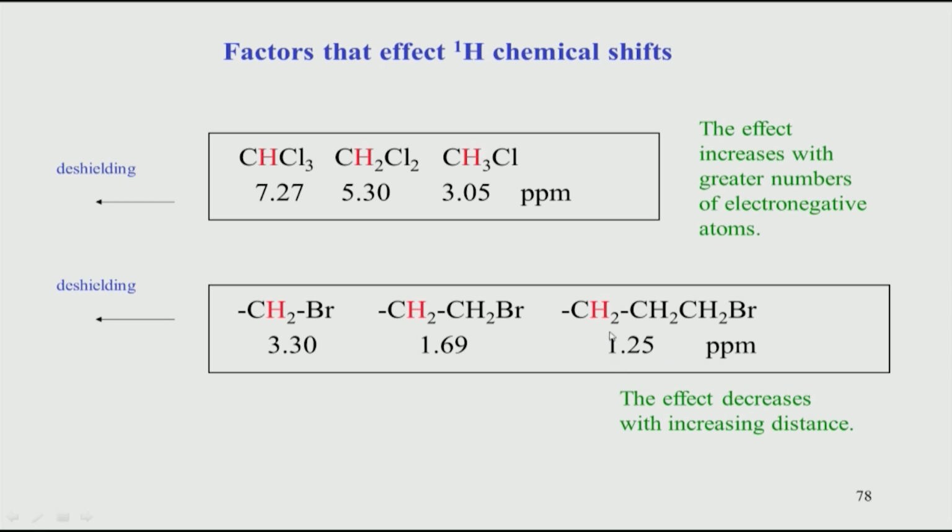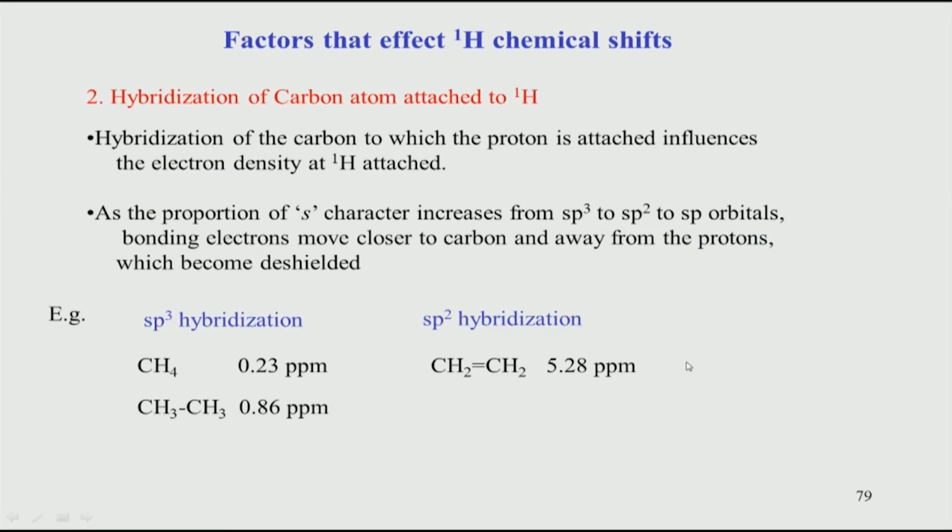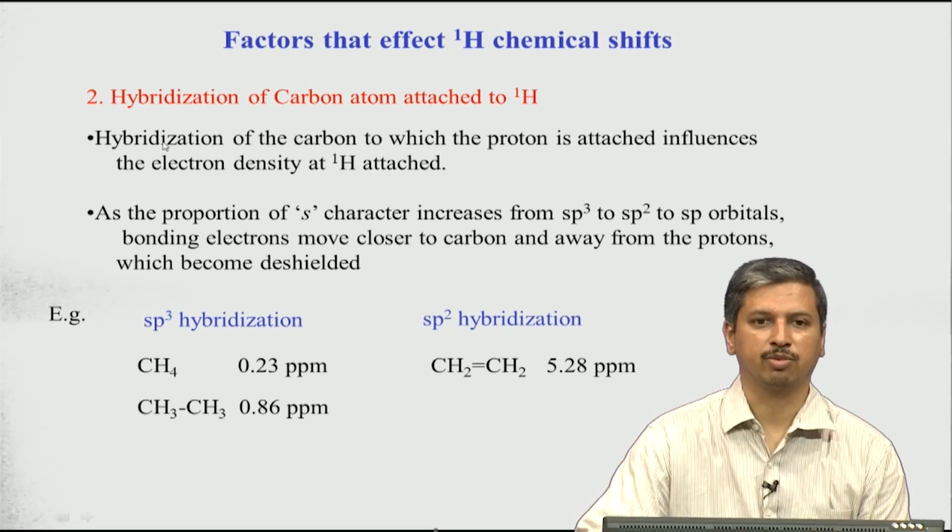So, remember in the previous slide we saw that methane has the most upfield shift in the CH4, that is 0.23 ppm. So, that is what is shown here, that the effect decreases. That effect means the electronegative or deshielding effect of the electronegative atom decreases with increasing distance from hydrogen. So, we look at the second effect, which is very important in NMR spectroscopy, and that is called the hybridization.